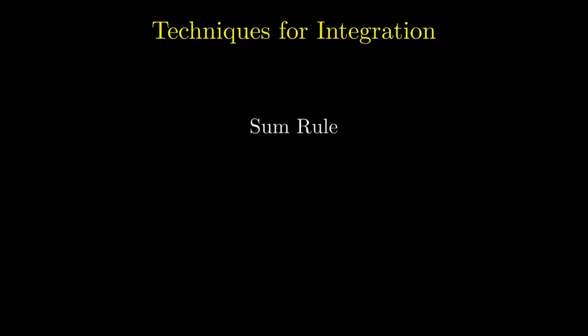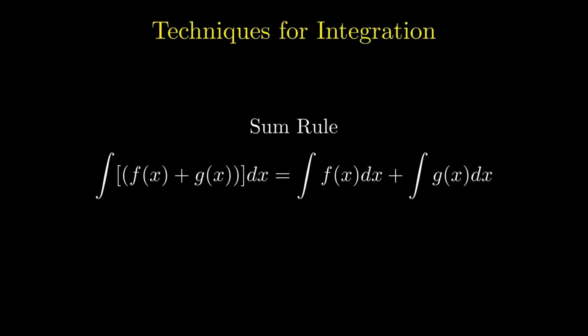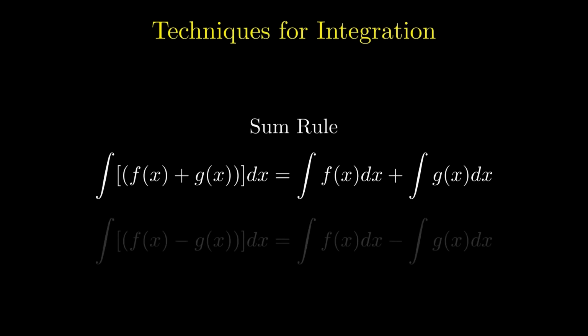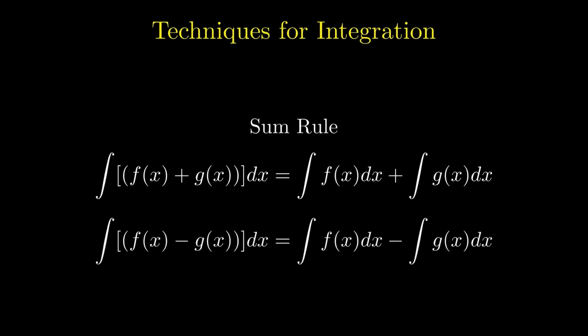Sum rule. This rule allows us to integrate a sum of functions by integrating each function separately. The sum rule of integration states that integral of f of x plus g of x with respect to x equals integral f of x with respect to x plus integral g of x with respect to x. In other words, the integral of a sum of functions is equal to the sum of their integrals. Similarly, when two functions are being subtracted, the expression will be integral of f of x minus g of x with respect to x equals integral f of x with respect to x minus integral g of x with respect to x. Let's consider an example.